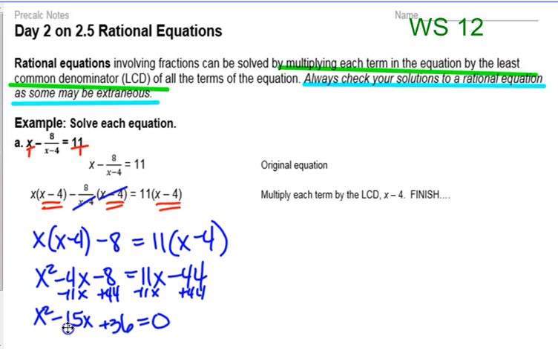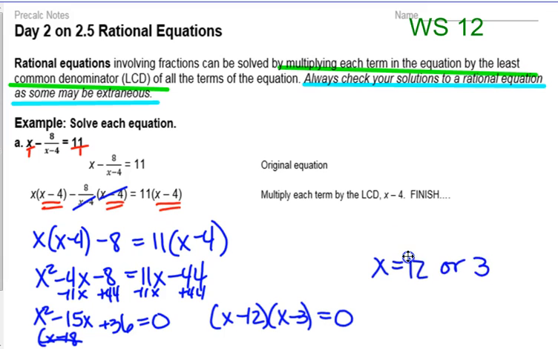All right, factors of 36 that add up to 15 would be x minus, nope, 18 and 2 don't make 15. How about 12 and 3? Yeah, because they're both going to be negative. All right, let me just cross that out right over here. X minus 12, x minus 3 would give us a negative 15 and a positive 36. So then if we set those equal to 0, we get x equals 12 or 3.